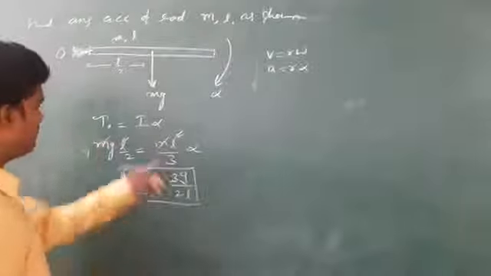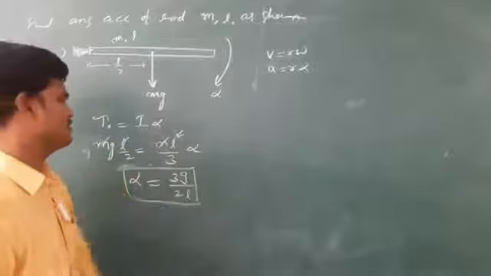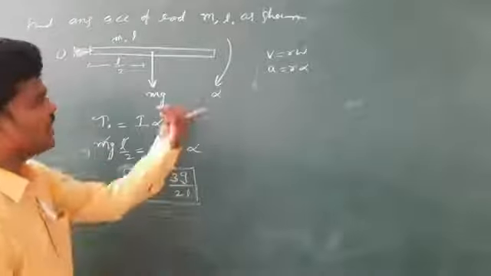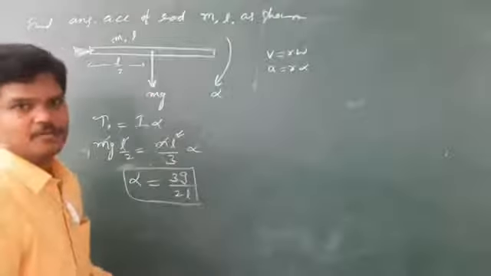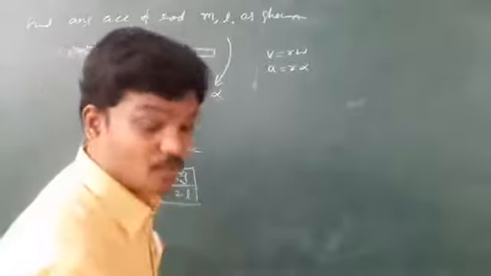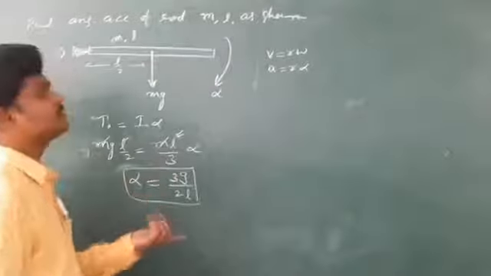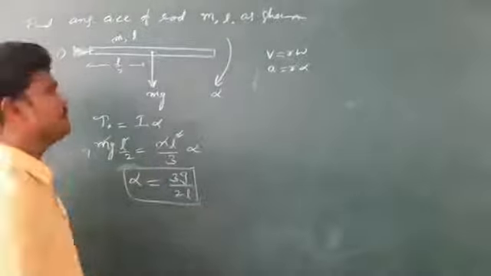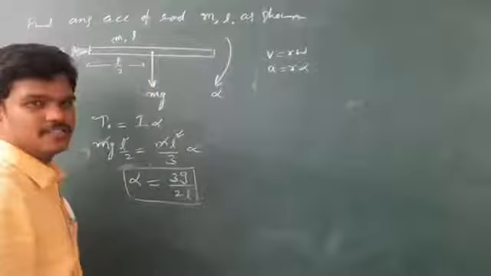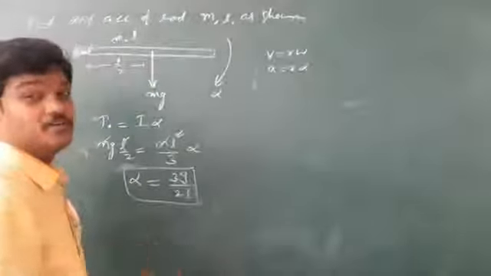Alpha is equal to 3g by 2L. We can find alpha, and we can find the linear acceleration by taking r alpha, where r is nothing but L by 2. And we can find omega also. If it starts from rest and turns through some angle, 90 degrees, 30 degrees, or 60 degrees, we can find omega.